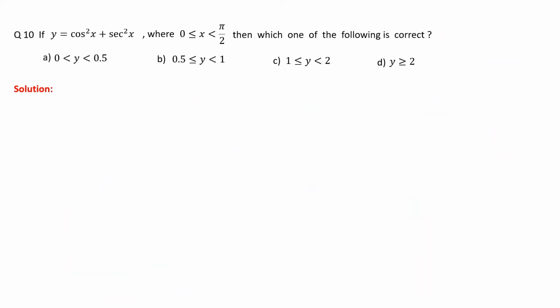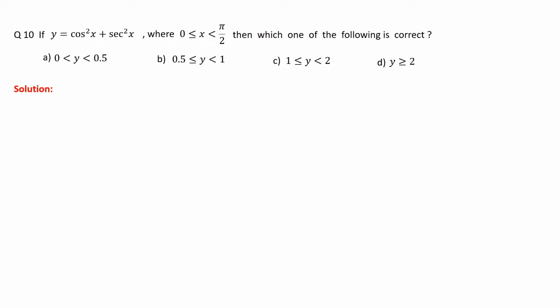Now students, this is the question. If y equal to cos square x plus secant square x, where x is greater than or equal to 0 less than pi by 2, then which one of the following is correct? Basically, we have to find the interval for y. Now, if x is greater than or equal to 0 and less than pi by 2, then obviously cos square x and secant square x, both of these quantities will be positive real numbers, or we can say finite positive numbers.